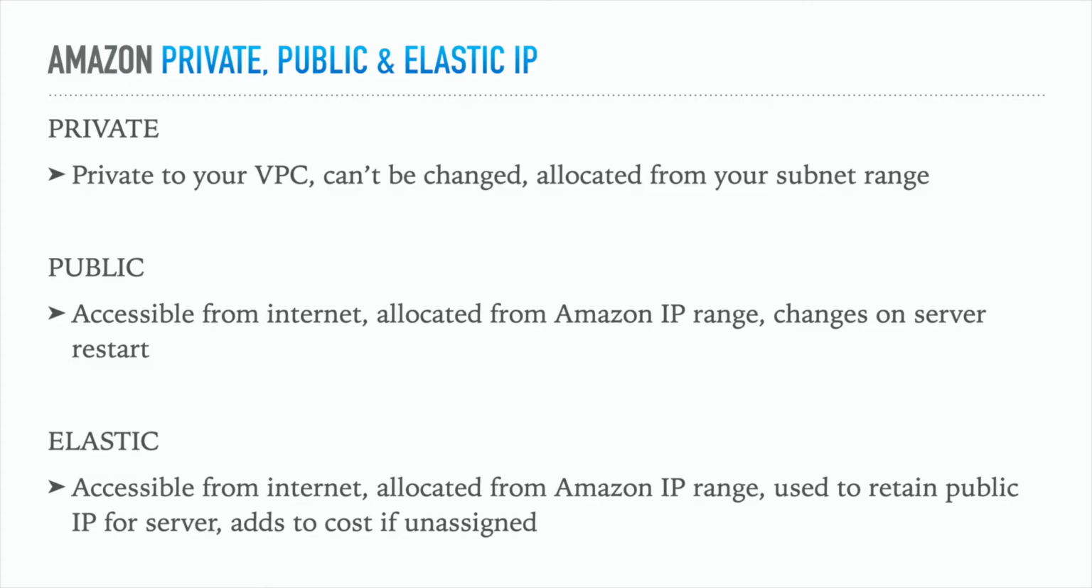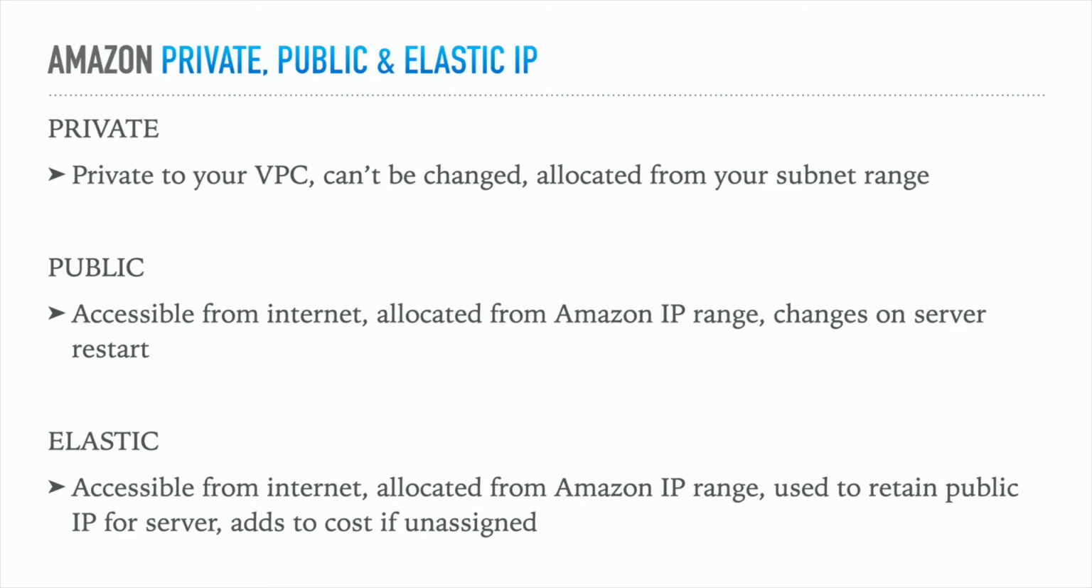Private IPs, as the name suggests, are private to your VPC. You cannot change them, and those are allocated from your subnet range. Public IPs are accessible from the internet. They are allocated from Amazon's IP range and change when you stop and start your instance.